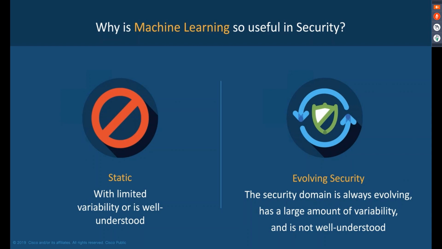But the fact is, we know that we don't live in a static world. The attacker is evolving, the environments they're targeting are evolving, and all of the software and machines within those environments are constantly evolving. So as such, our domain, the security domain, is evolving, has a large amount of variability, or is not well understood. And that's where machine learning really comes into its own. It can help us, the humans, understand the domain and efficiently make predictions of unseen instances.